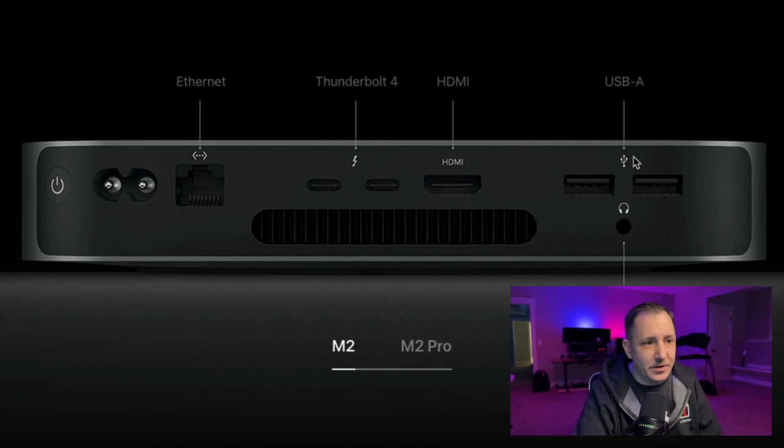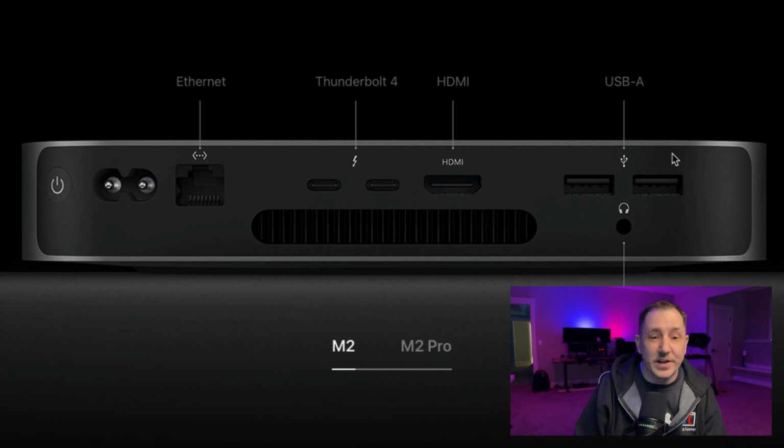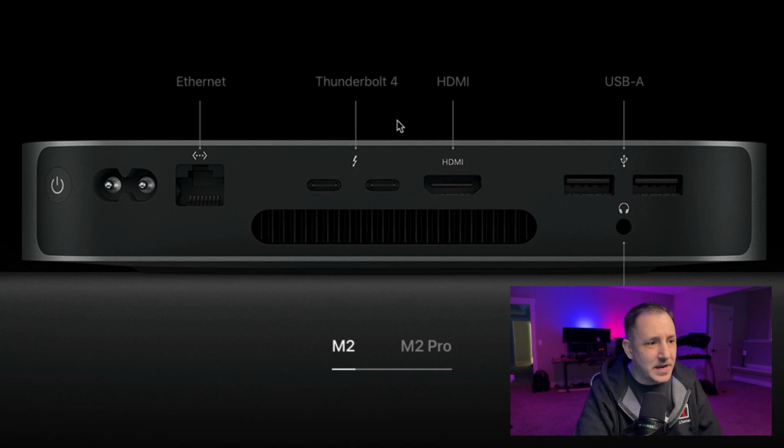And then you've got two USB-As. I needed like 20 USB spots. So you can get powered USB ports, but you're going to run your powered USB hubs through the Thunderbolt 4 or the USB-Cs.